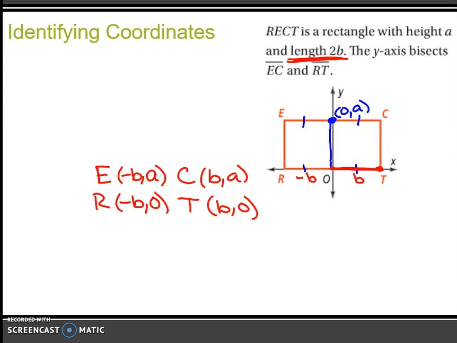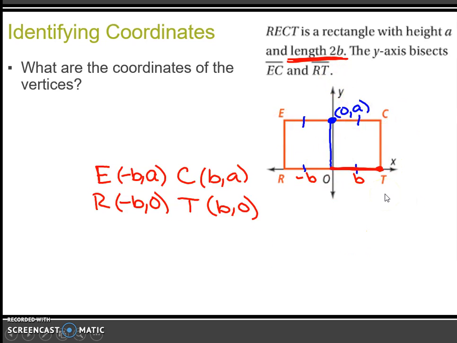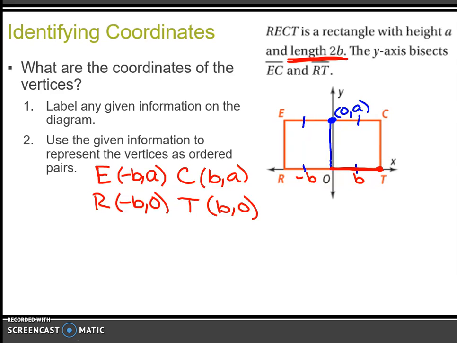Rectangle has a height a and the length is 2b. The y-axis bisects EC and RT. Okay. So what are the coordinates of the vertices? Label any given information on the diagram. Use the given information to represent the vertices as ordered pairs. So here, the height is a. This is the height. The length is 2b. So 2b means each one is b and b. So from here is b, that's b. So together from here to here is 2b.